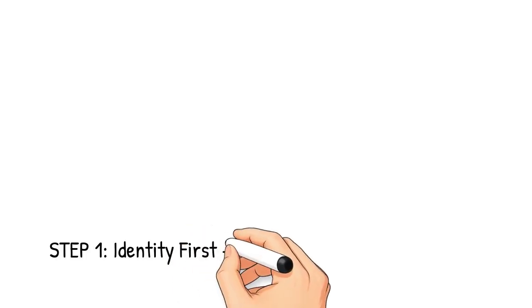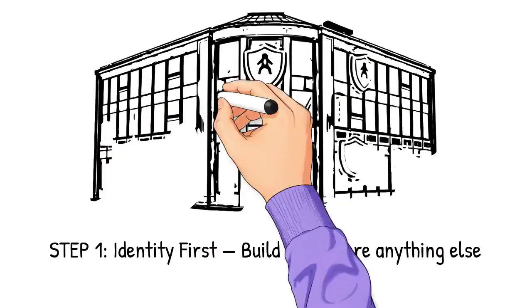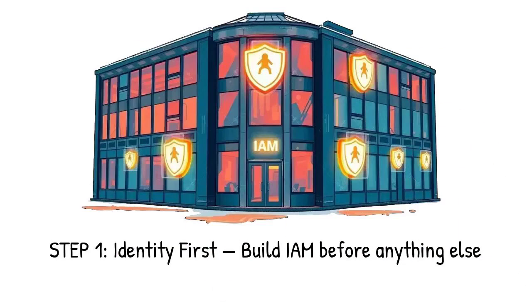Step 1. Identity first. Build IAM before you build anything else. Identity is the perimeter in the cloud. There are no physical firewalls, no locked server rooms, no guards. Your IAM is the front door, the back door, the windows, and the roof.